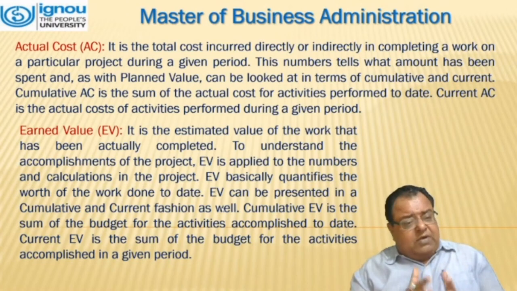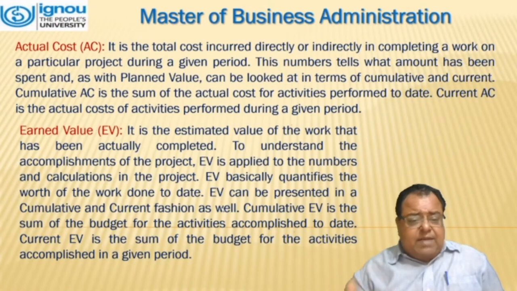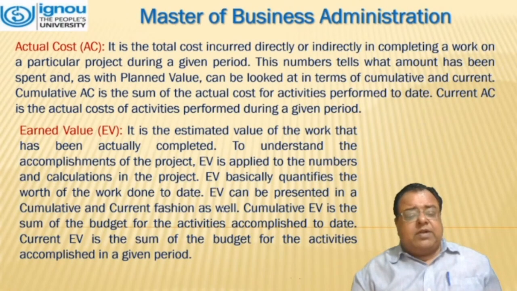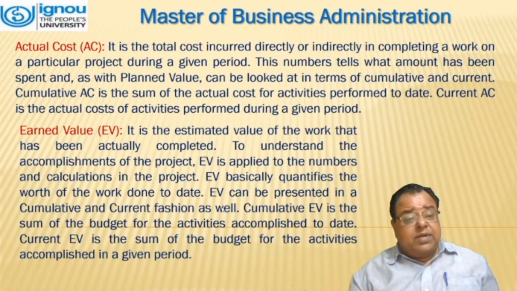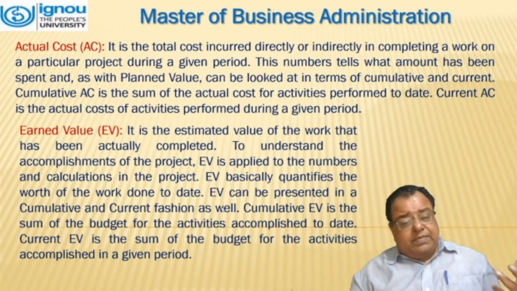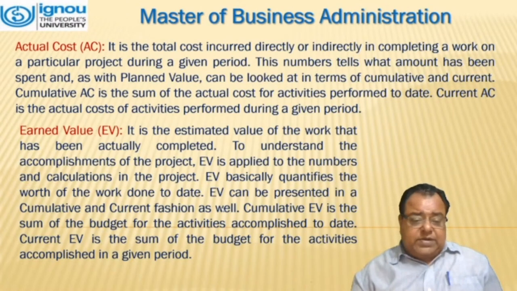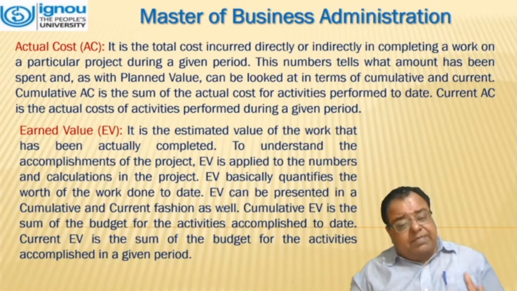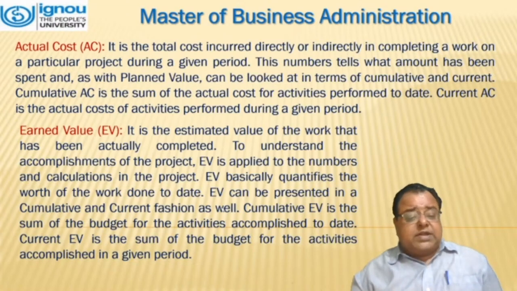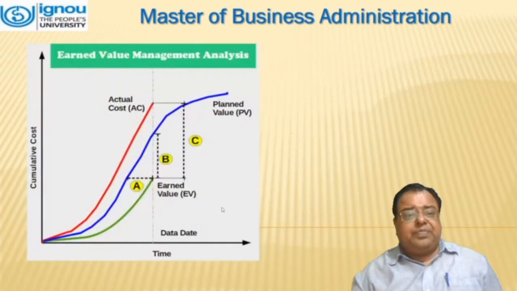Earned value, the third one, is the estimated value of the work that has actually been completed. To understand the accomplishment of the project, EV is applied to the numbers and calculations in the project. EV basically quantifies the worth of the work done to date. EV can be represented in a cumulative and a current fashion as well. Cumulative EV is the sum of the budget of the activities accomplished to date. And current EV is the sum of the budget for the activities accomplished in a given period.